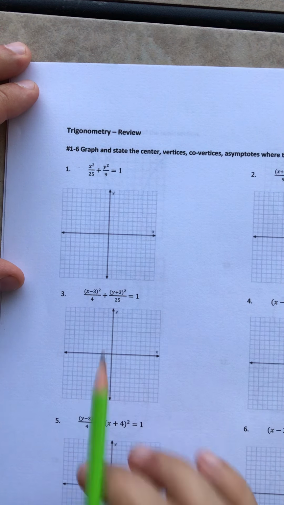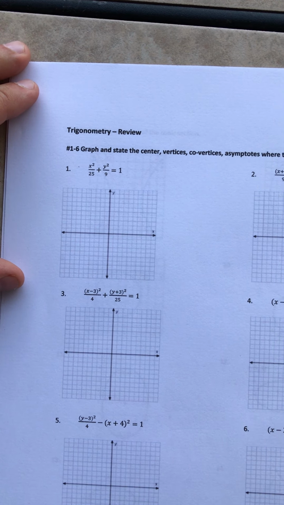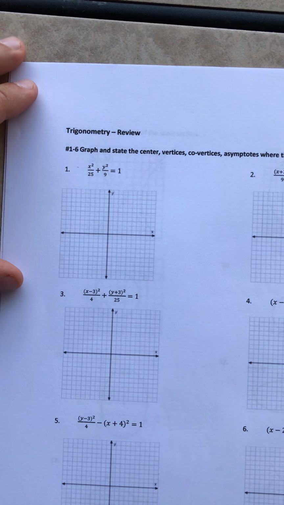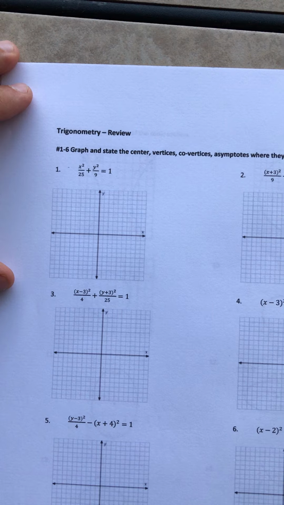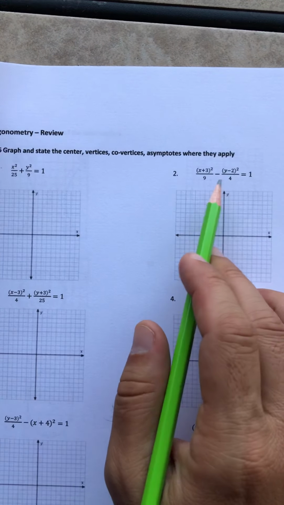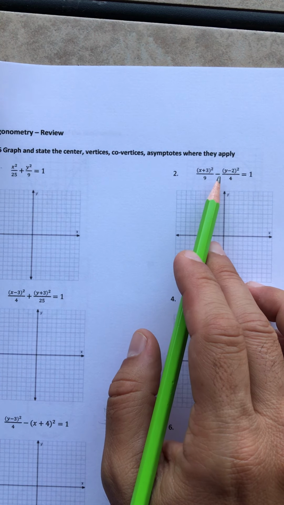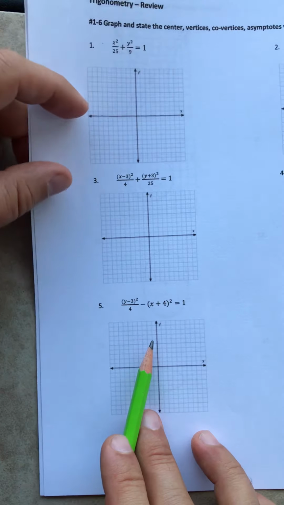Alright, so for the first 6 questions, we want to graph these conic sections. They're either an ellipse, a circle, or a hyperbola. I kept getting a question: how do you know which is which? Well, the hyperbola is the easiest one to see. If you see a minus sign, it's a hyperbola. So number 2 and number 5 are hyperbolas.